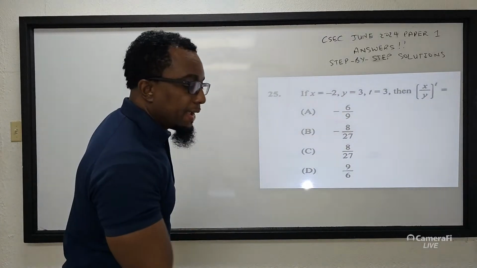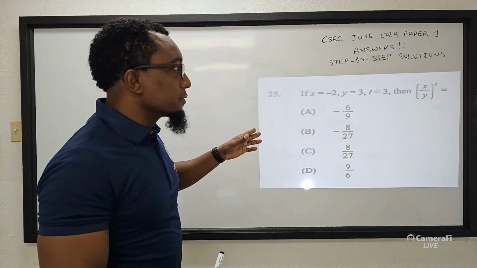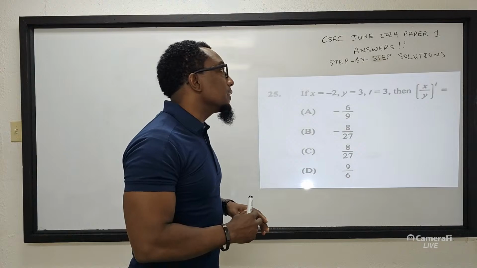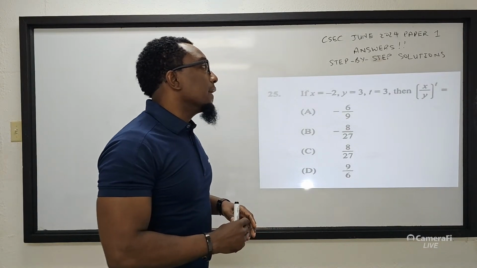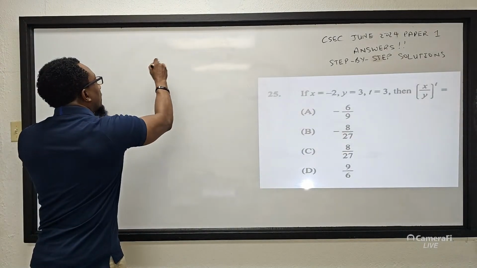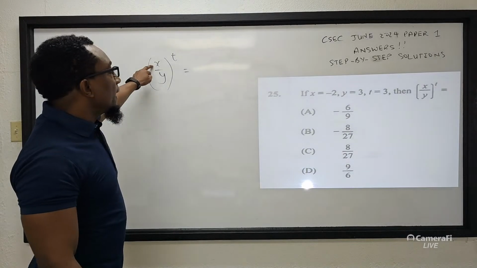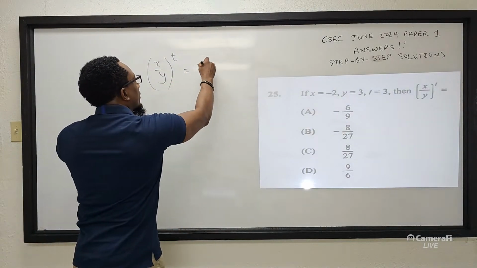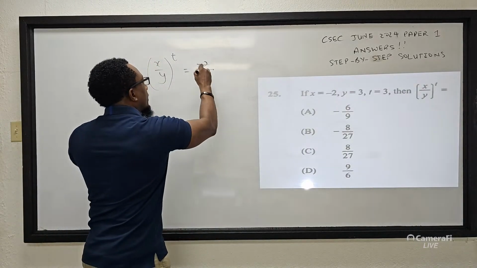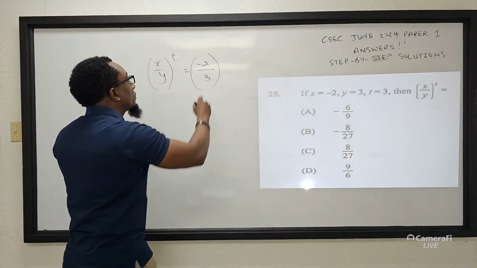So 25, if x is equal to negative 2, but we did something very close to this, very close. If x is equal to negative 2, y is equal to 3, and t is equal to 3, then (x over y) all to the power of t will be equal to what? So I'm replacing x with negative 2 over, I'm replacing y with 3 in brackets, raised to the power, I'm replacing t with 3.